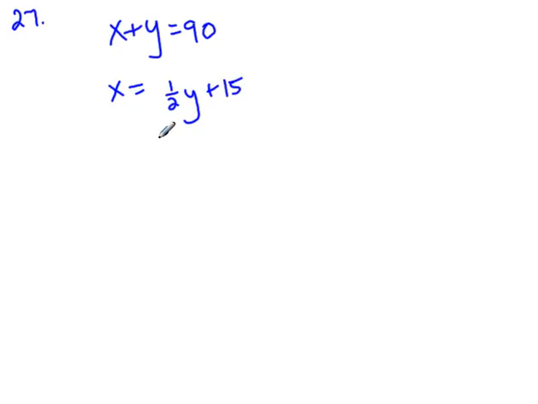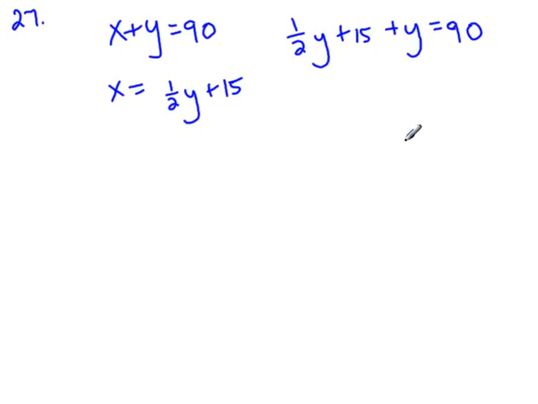So I have two equations, and one is already solved for a variable. This one is solved for x. So for me, that lends itself best to substitution. I know what x is. Let's put it in for x in this equation. So instead of writing x, I write 1/2 y plus 15, plus this other y, equals 90.